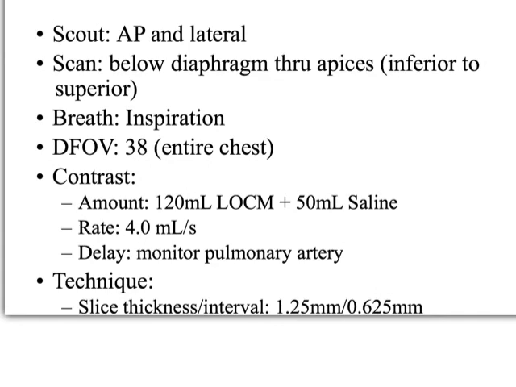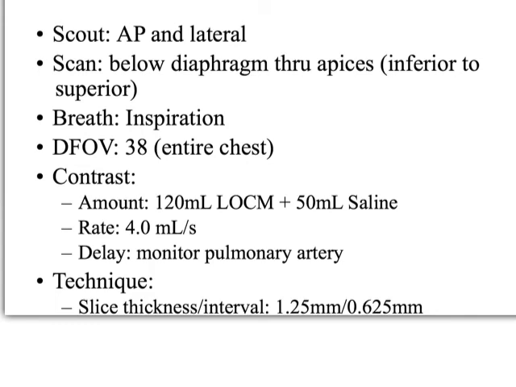Our digital field of view will include the entire chest, so around 38. Contrast amounts can be pretty high. About 120 milliliters is pretty standard for low osmolality contrast, followed with a 50 milliliter saline flush. And the rate's going to be pretty high too, about 4 milliliters per second. We're going to delay this based on the pulmonary artery. So we might set an ROI on the pulmonary artery, or just monitor it, and once we see a fairly high amount of contrast, like a peak of the bolus in the artery, then we'll trigger the machine to scan.